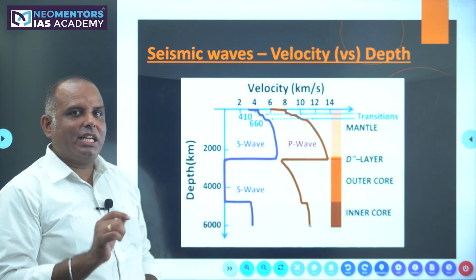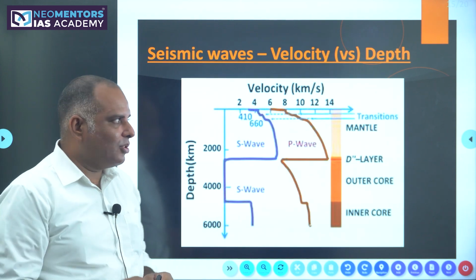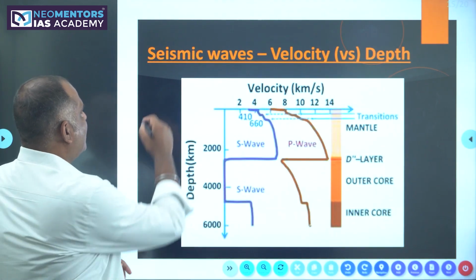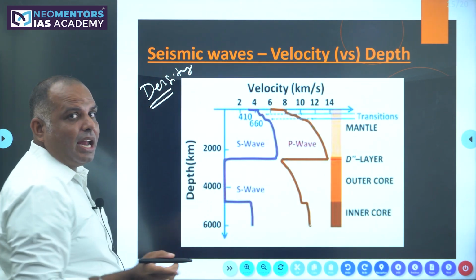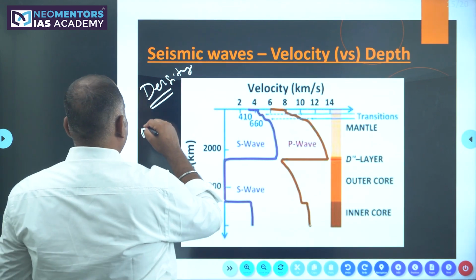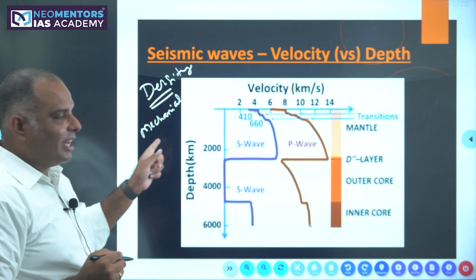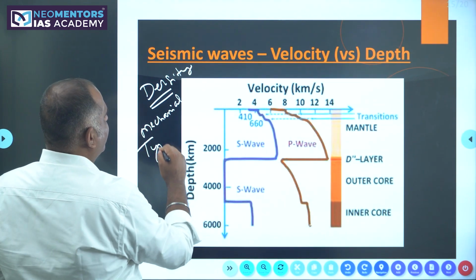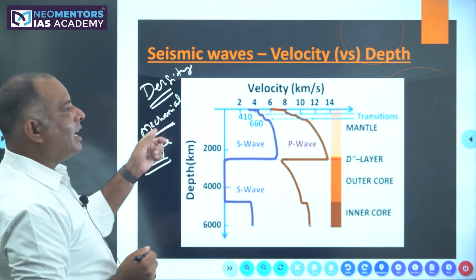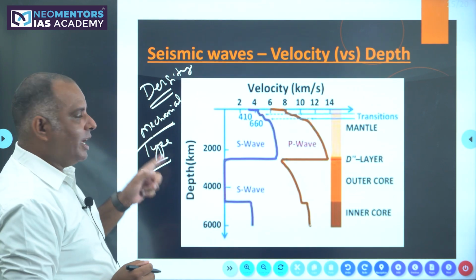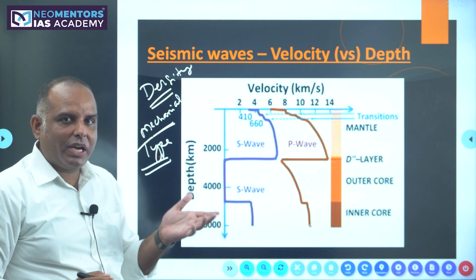Now, velocity versus depth. What is this? Because when we were discussing the velocity, we said that the density of the material, the mechanical state of the material, and the type of wave, we discussed all three. Density of the medium, mechanical properties of the medium, type of the wave. All three would determine the velocity of a seismic wave.